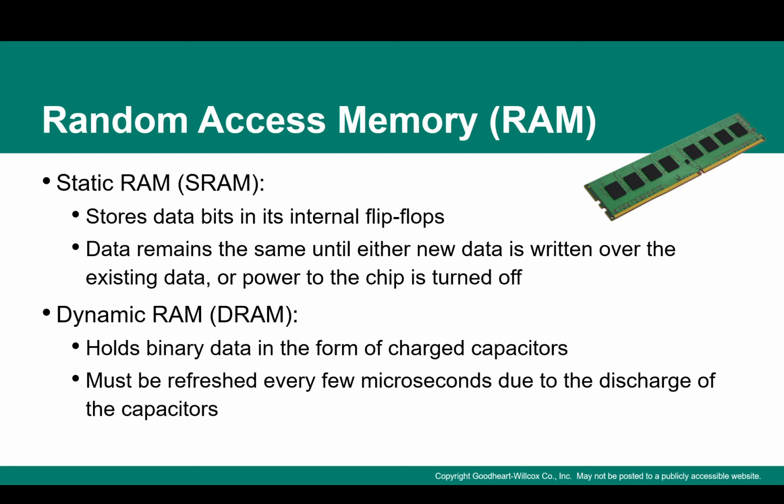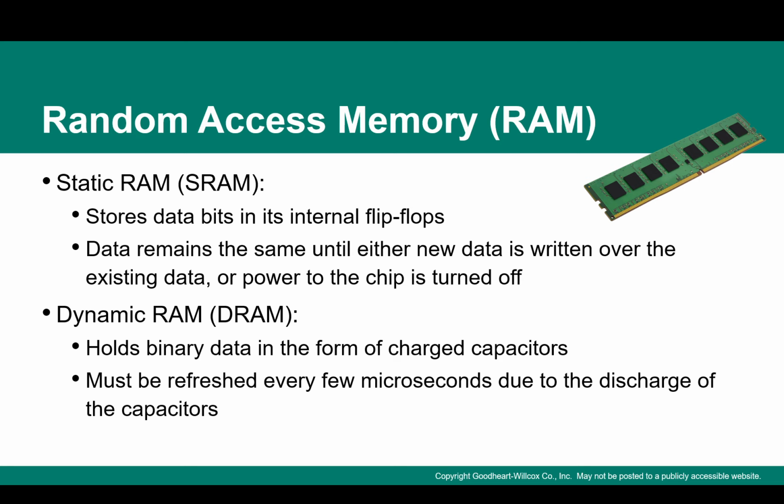So the RAM type of memory, there are two kinds. Static RAM, or SRAM in short, stores data bits in internal flip-flops. A flip-flop is basically a digital circuit. That's all you have to understand. Data remains in the same state until new data is written over the existing data or power to the chip is turned off. So two very important things to know about an SRAM: it's a type of flip-flop, a kind of digital circuit, to store bit information, and that information remains there till the power is off, or new data overwrites the existing data.